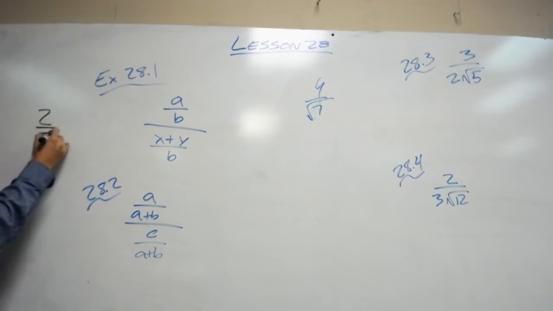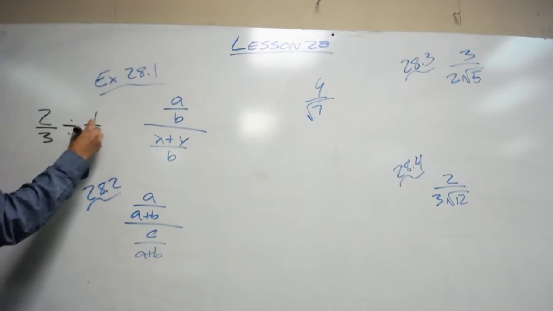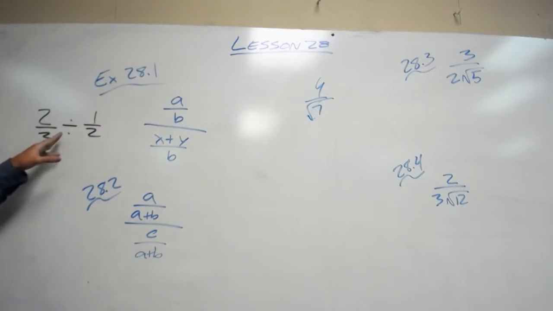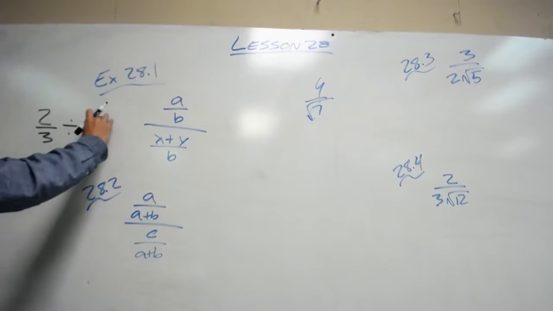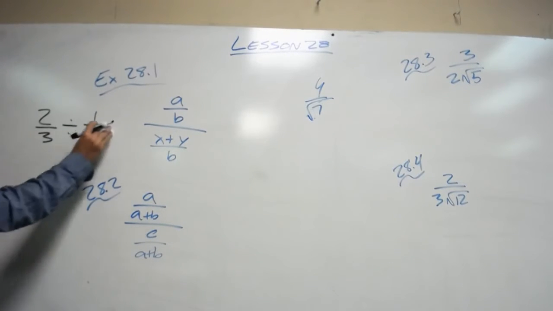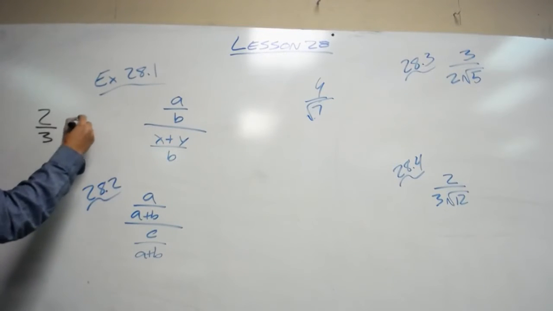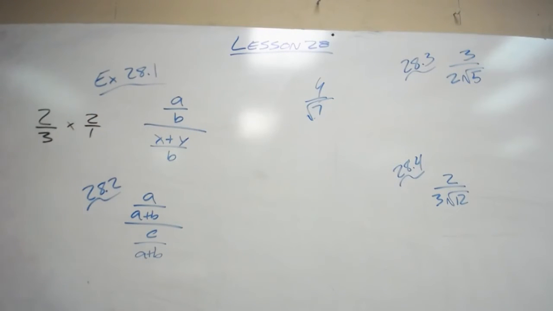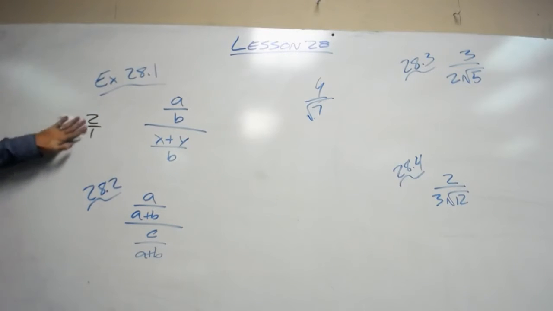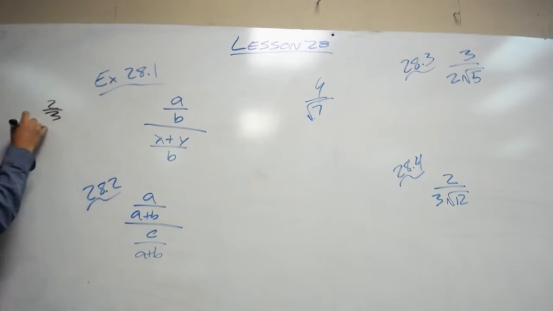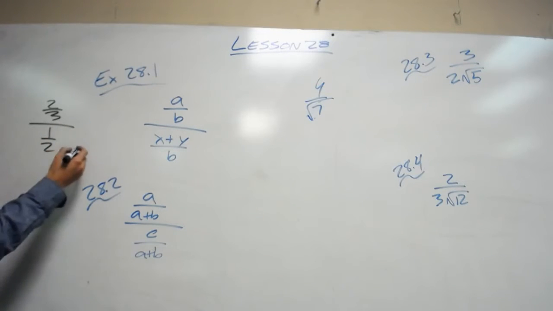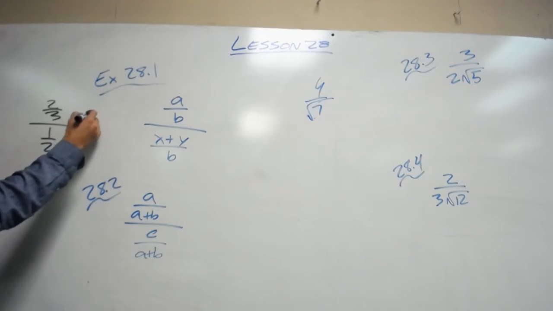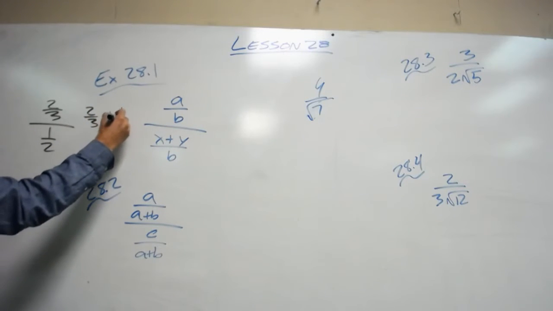Say you have 2/3 divided by 1 over 2 in the past. What do you have to do? Well, if you have a fraction, you have to multiply by the reciprocal, right? And it turns into 2 over 1. That's what we've done. Well, that division sign is the same as 2 over 3 divided by 1 over 2.